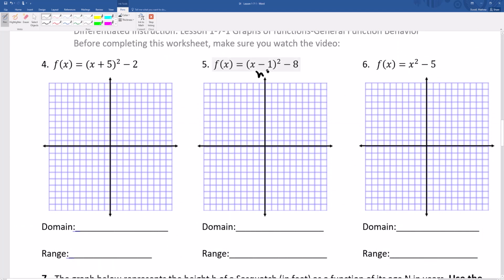For this one, the horizontal shift is +1. The vertical shift is -8. So now it goes down 8. Follow the pattern. -infinity to +infinity. -8 to infinity.